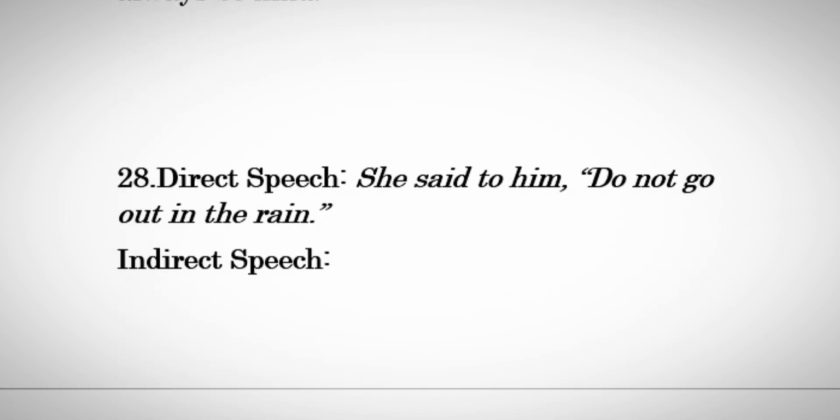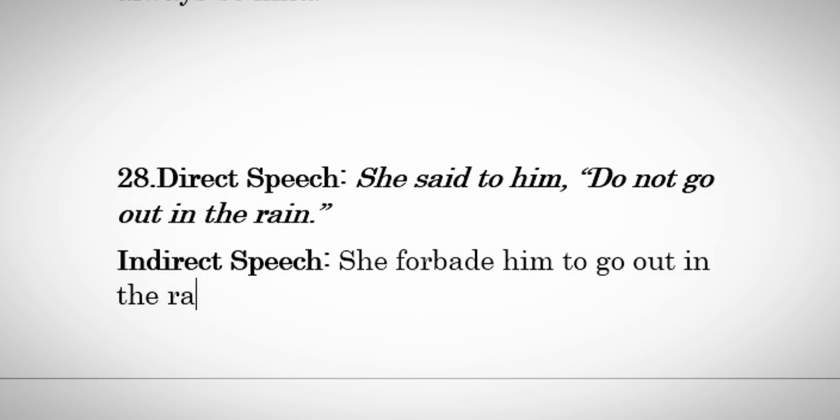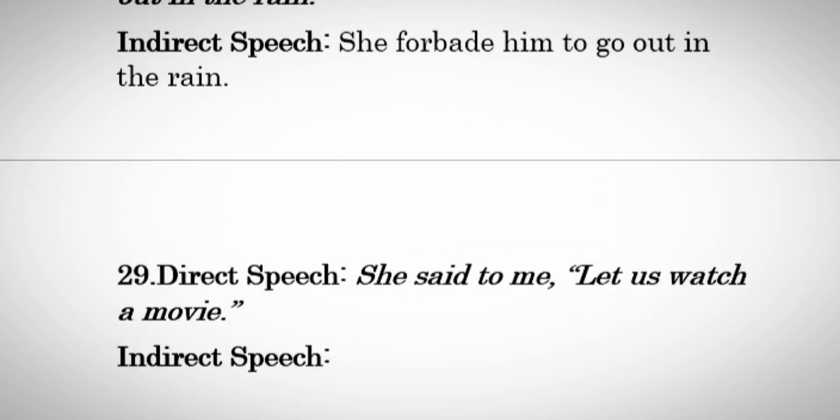Direct speech. She said to him, do not go out in the rain. The indirect speech for this one will be, she forbade him to go out in the rain. Alright, now we will see the next one.